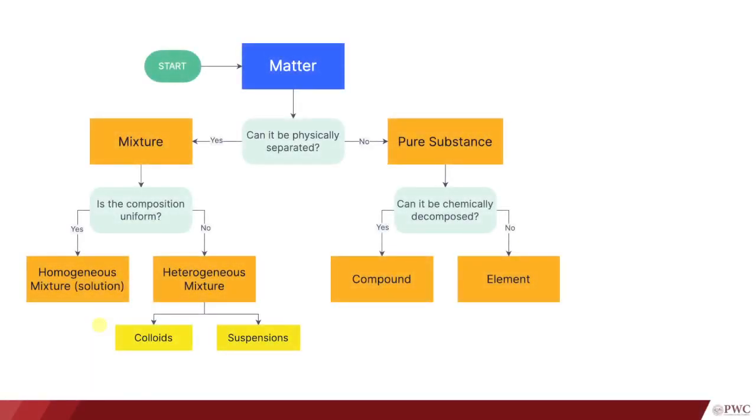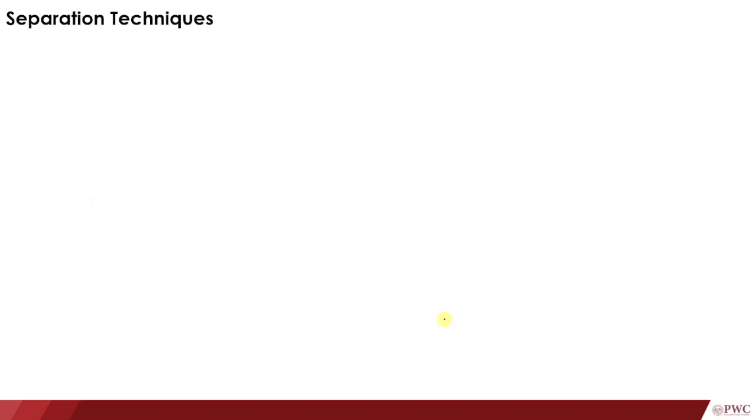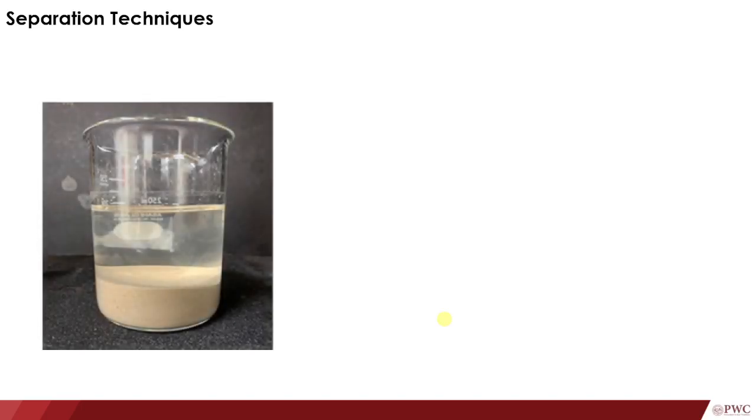Okay, so again, that's how we can classify the different forms of matter. It can be either a mixture or a pure substance, and then for the rest, just copy this one in your notebook. Let's discuss the different separation techniques. Again, we can separate the components of a mixture based on the differences in their properties. Let's start with this one.